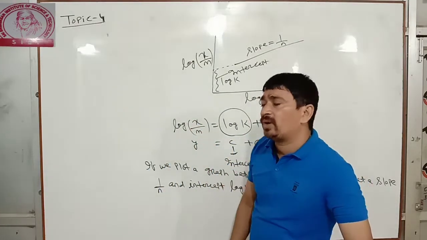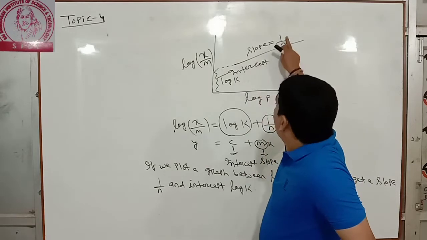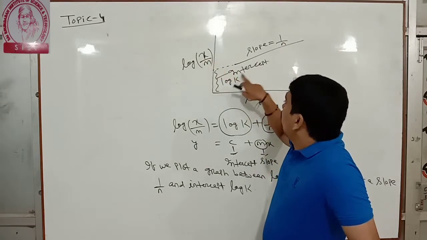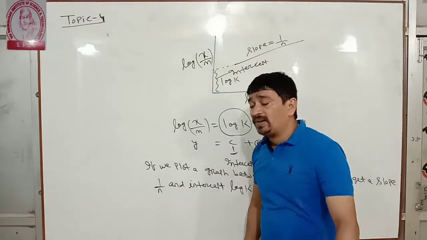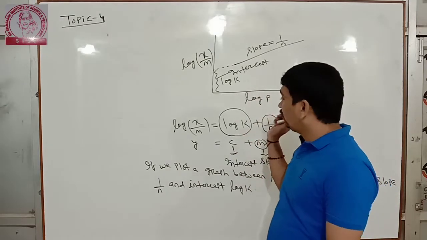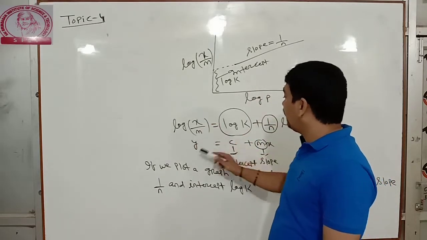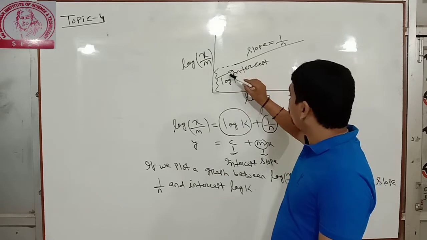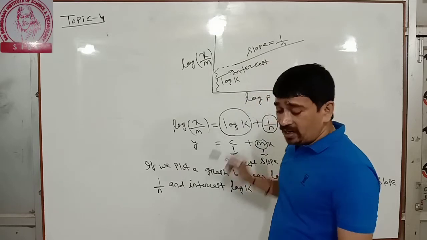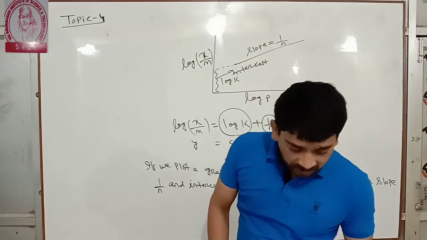So what is the slope value? Slope value is 1 by n. What is the intercept value? Intercept value is log k. So if we plot the graph for the Freundlich adsorption isotherm, log x by m versus log p, intercept is log k, slope is 1 by n.